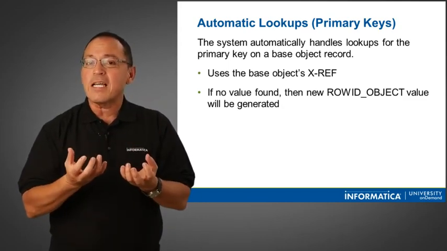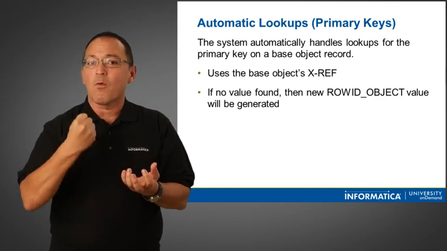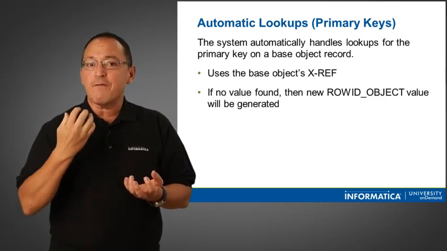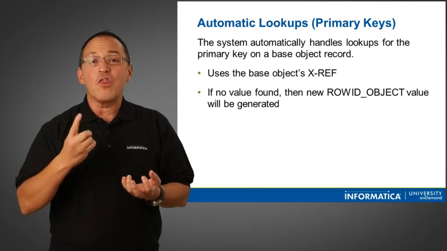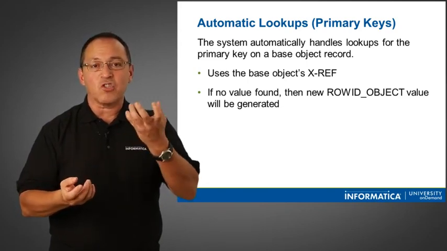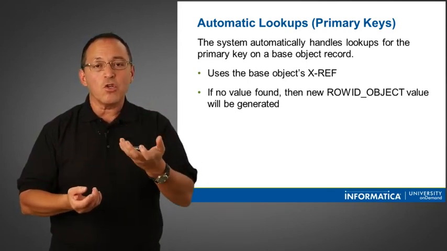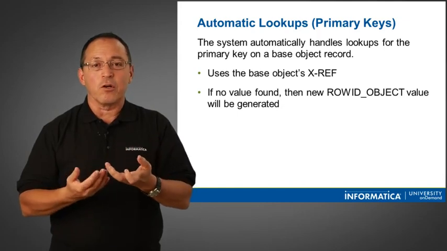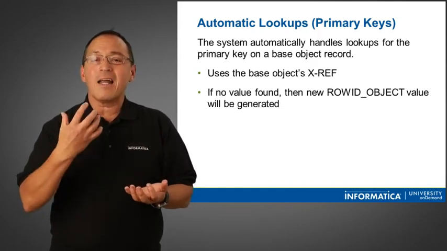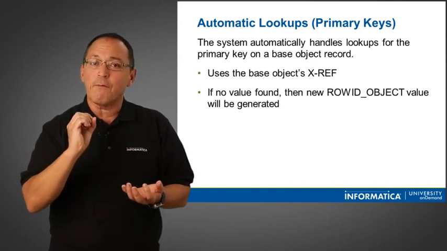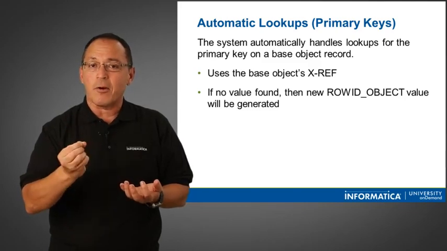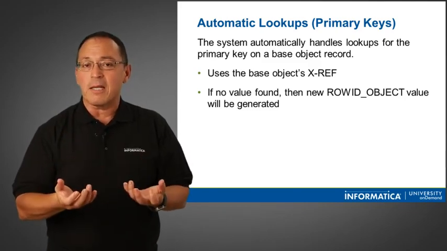The lookup is really accessing the cross-reference data. And if no value is found, then a new row ID object is generated. So when it's a new record and it's an insert, a row ID is generated. When it's an update, that's when we have to enforce referential integrity. And this is when the lookup is being used.